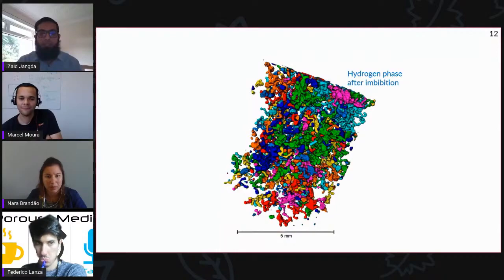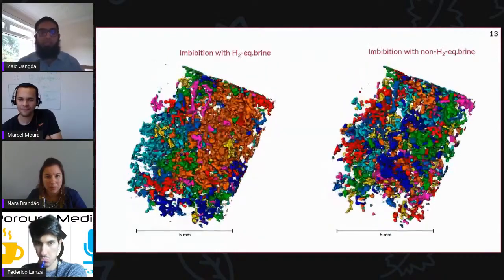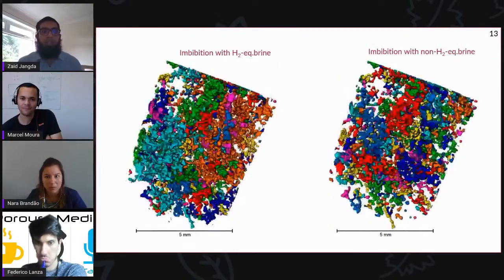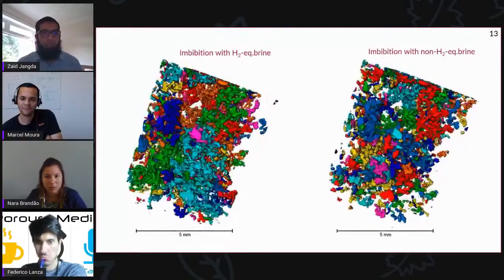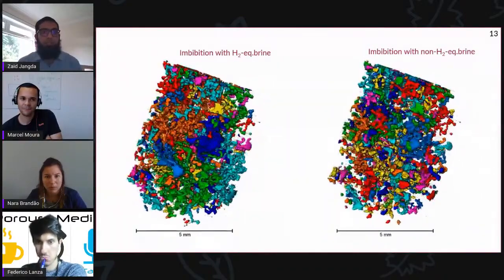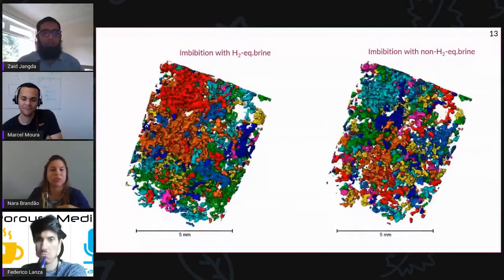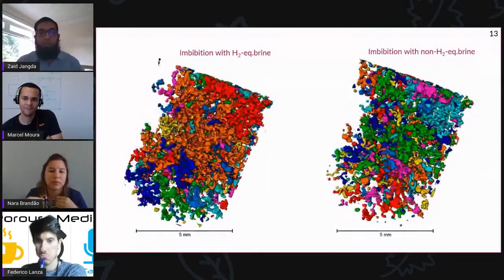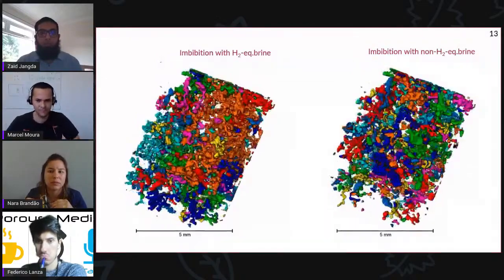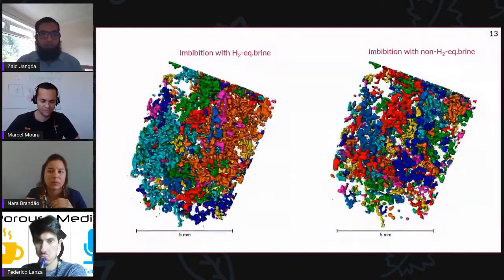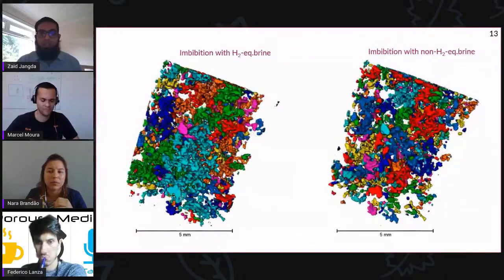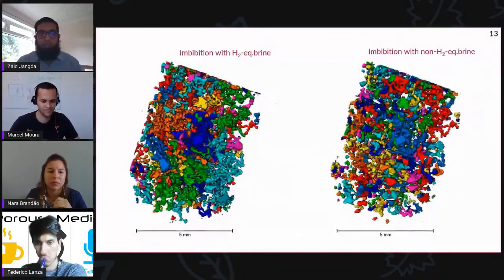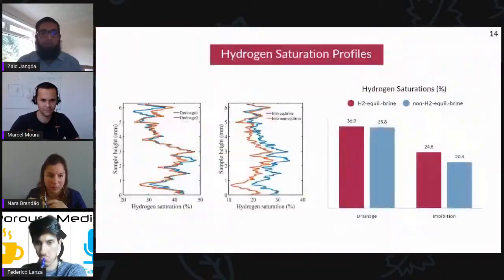But the difference in the cycles was, as I mentioned, that the imbibition fluids were different. We see visually that with equilibrated brine, we see a high residual saturation of hydrogen compared to imbibition with non-equilibrated brine. Visually we see it here, and we also see it in the quantitative analysis that we did.